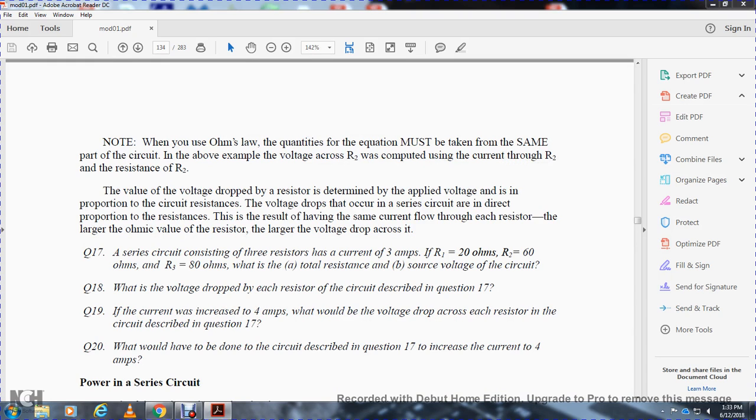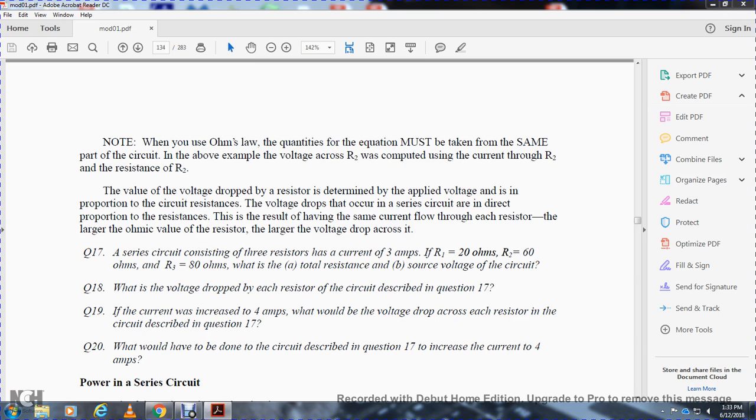Note that when using Ohm's law, the quantities of the equation must be taken from the same part of the circuit. In the example circuit, the voltage and current with resistor 2 can be used. The value of the voltage drop of the resistor determines the applied voltage in the proportion of the circuit resistance. The voltage drop in a series circuit is in direct proportion to resistance. This is the result of having the same current flow through each resistor: the larger the ohmic value of the resistor, the larger the voltage drop across it.